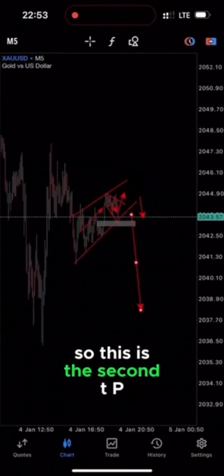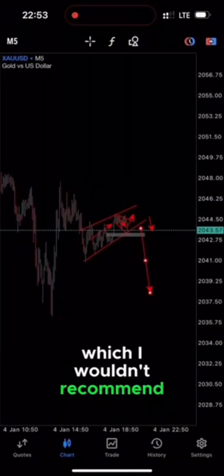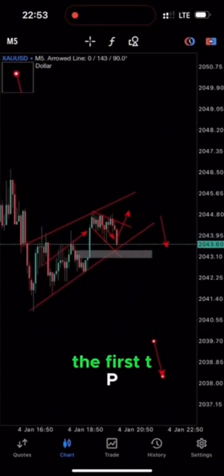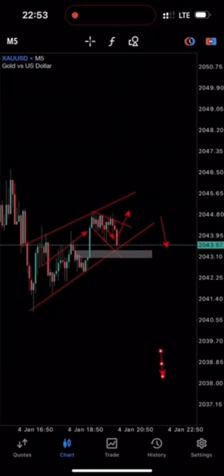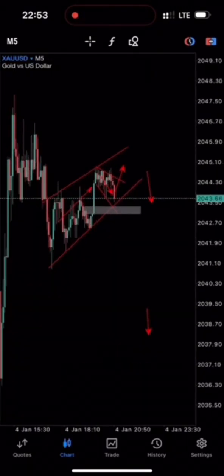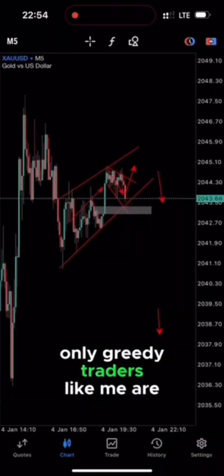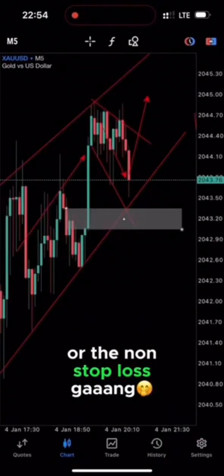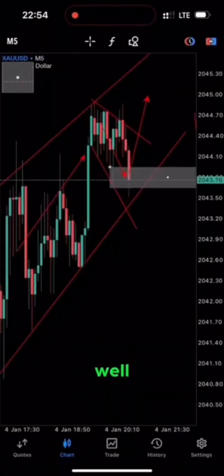So this is the second TP, which I wouldn't recommend. I would recommend the first one. I'm sure you know how to use the first TP. This is the second TP, the dangerous one and most profitable. Only greedy traders like me can use it, or the non-stop loss gang, you can also use that as well.